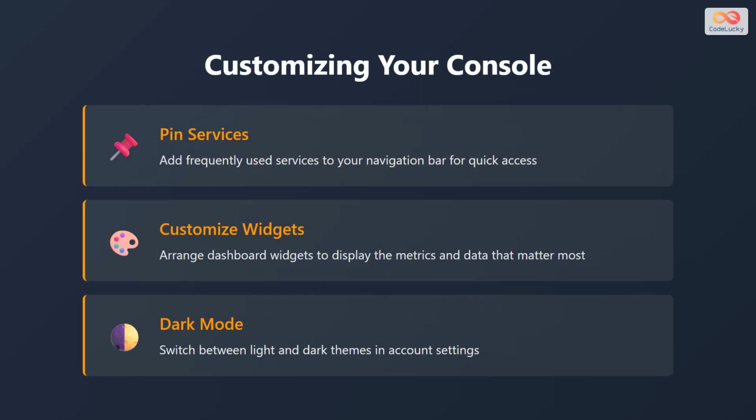The AWS console allows you to customize your experience to match your workflow. You can pin your frequently used services to the navigation bar for instant access without searching or browsing through categories. The dashboard widgets can be customized to display the specific metrics and data that matter most to your projects, whether that's cost tracking, resource utilization, or service health status. Additionally, you can switch between light and dark themes in your account settings to reduce eye strain and match your personal preference. Taking a few minutes to customize your console can greatly improve your daily productivity.